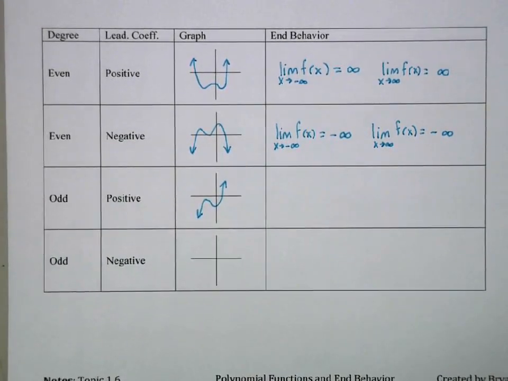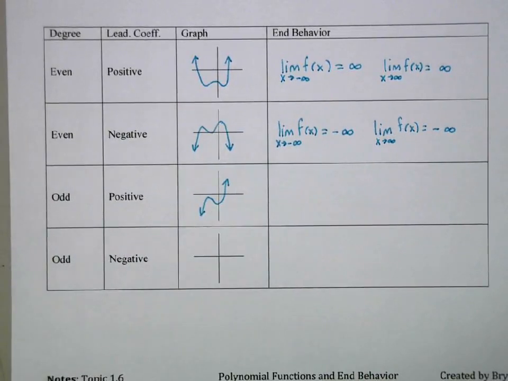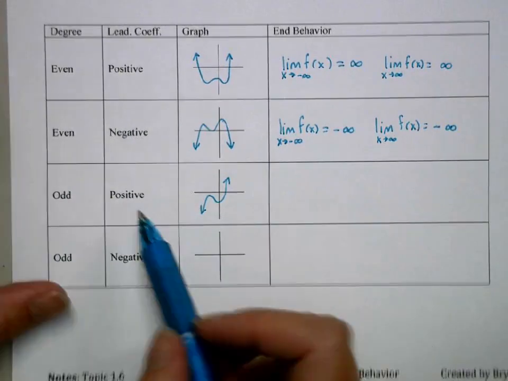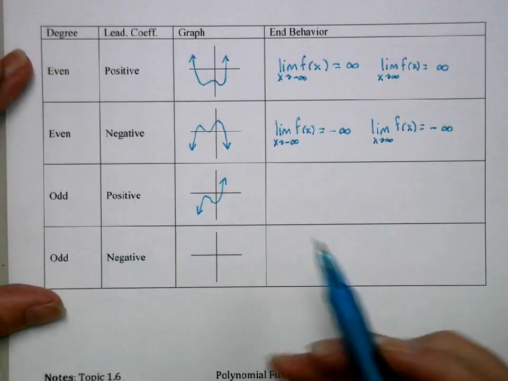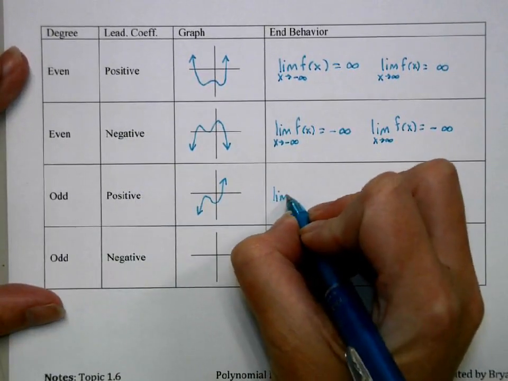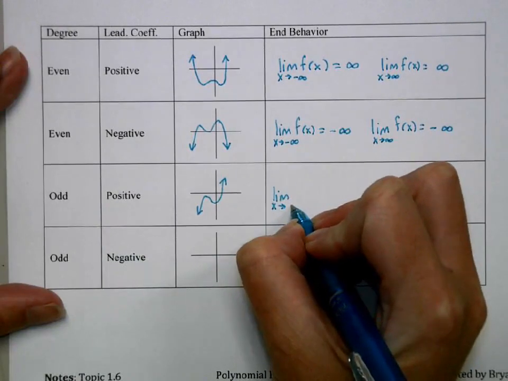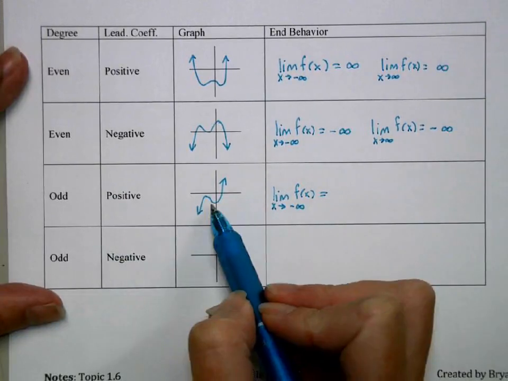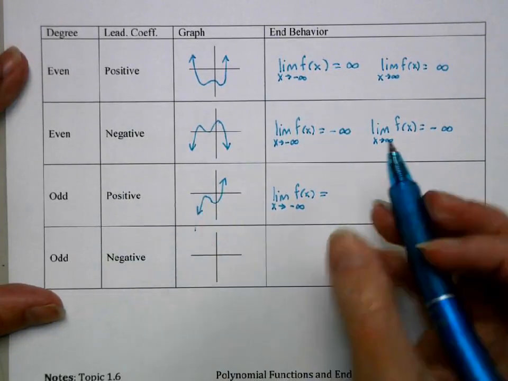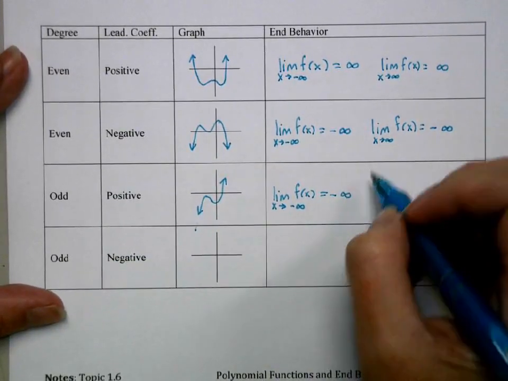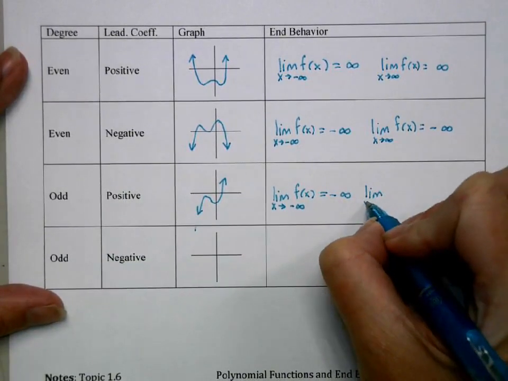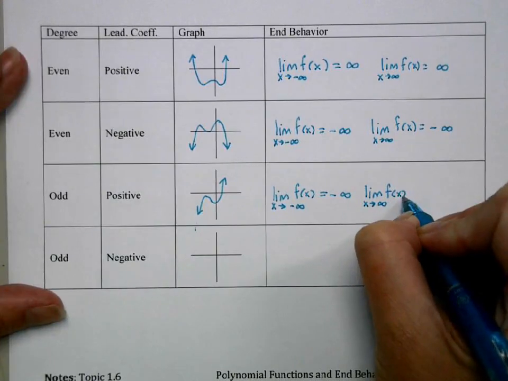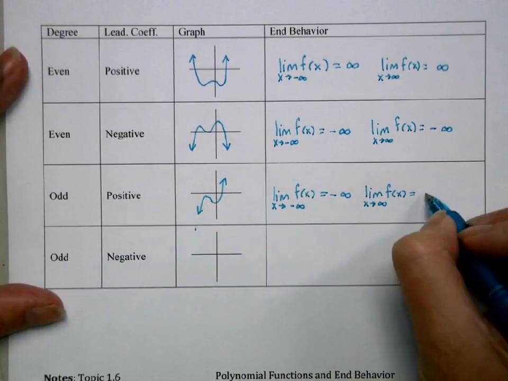Okay, again, here you might have lots of bumps, you might not have any bumps, but at the ends, if we have an odd degree and a positive leading coefficient, as we go to negative infinity, my graph is going to negative infinity. As we go to positive infinity, we're going to positive infinity.